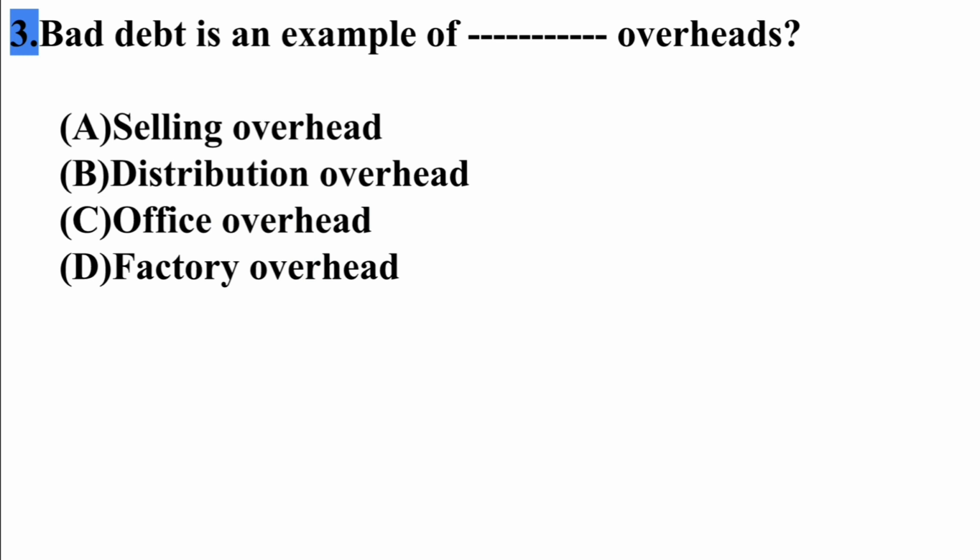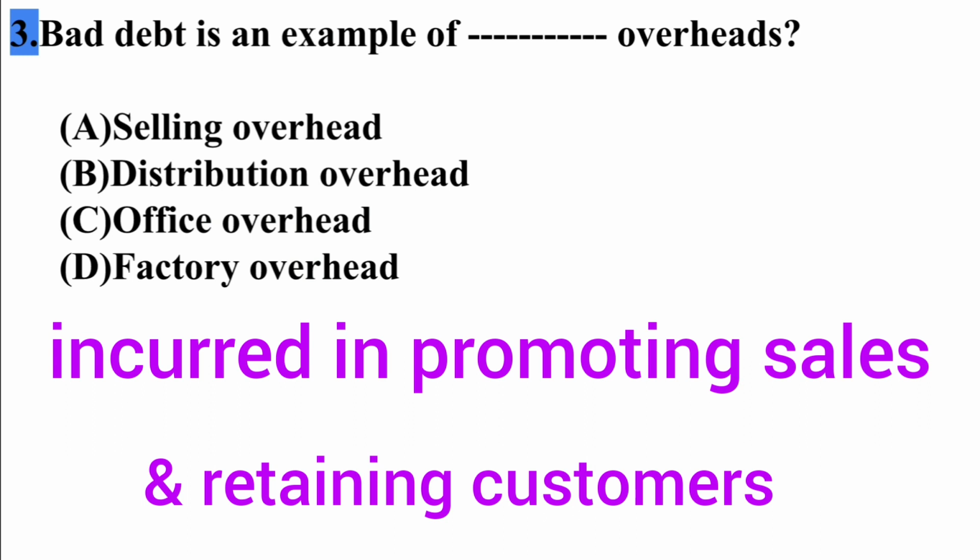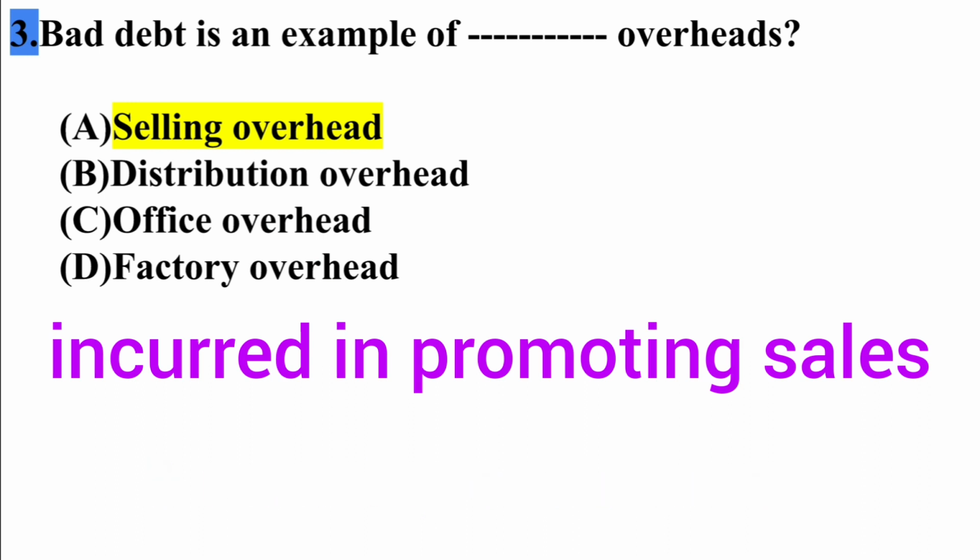And so here the question is, bad debt is an example of dash overhead, right? So selling overhead, first option. Selling overhead in the sense that the cost is incurred in promoting sales and retaining customers. Actually, bad debt is an example of selling overhead. That means these bad debts are expenses incurred by an organization in carrying out its selling activities actually. And we can take a look at the other options too.